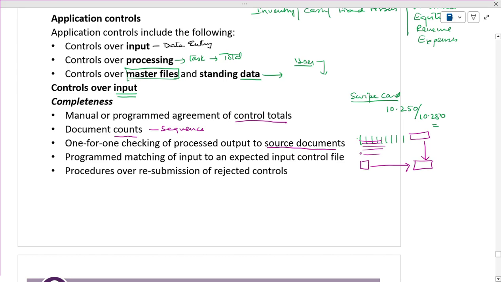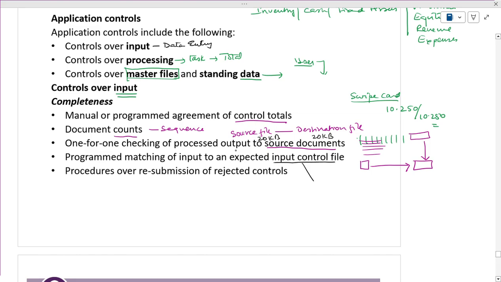I just told you what the source file and the destination file are. If the source file is 20 KB, the destination file should also be 20 KB. This is one way of making sure that it is complete. There are so many; it is one way. Program matching of input to an expected output control file.